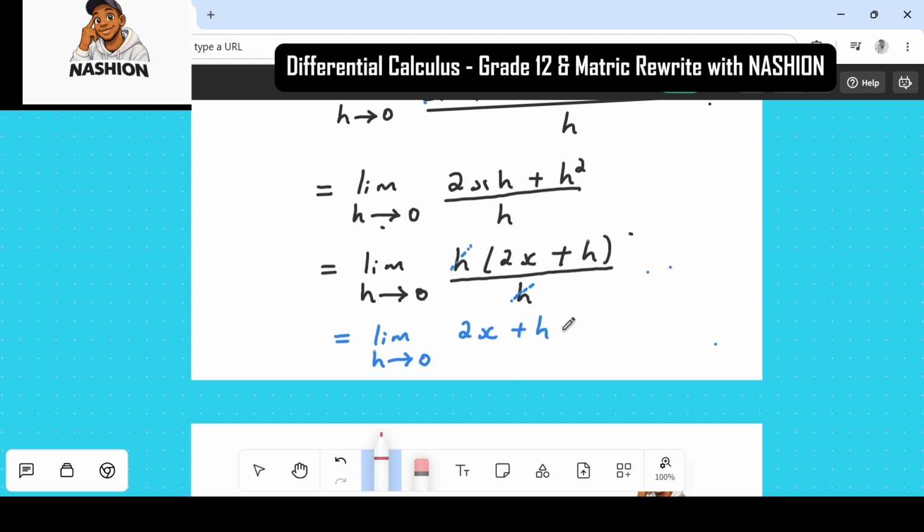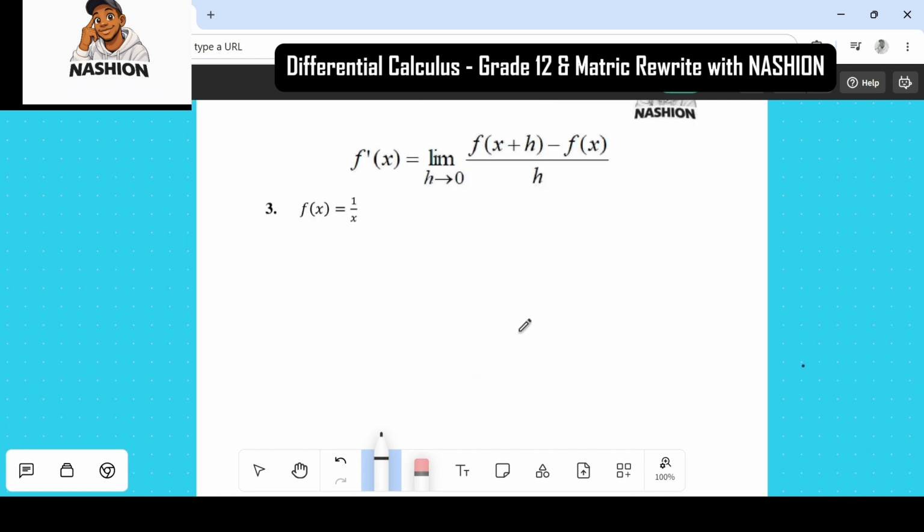Now it is safe to say in the place of h, we imagine 0. And what do we have left? We are left with 2x. We drop the limit. Our final answer, we are just going to write 2x. And checkmate. Next customer, please.